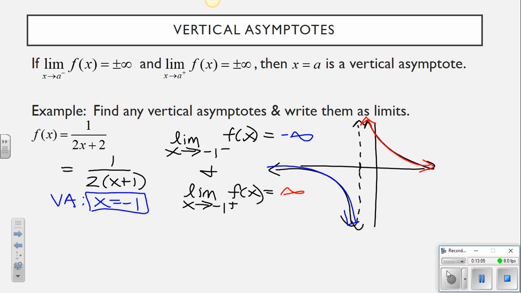Basically, in calculus lingo, we now know that x equals negative 1 is a vertical asymptote. Does that make sense? So you write those limits to prove that it's a vertical asymptote. It's just the way you write it in calculus. In calculus, they're not going to tell you that x equals whatever is a vertical asymptote. They'll probably give it to you in limit notation. You just need to know how to decode it. Okay. Does it make sense?